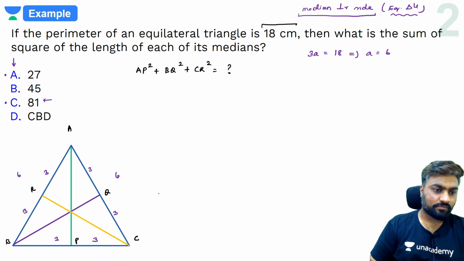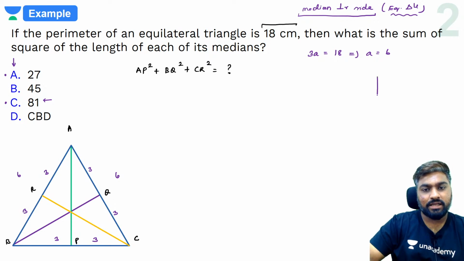Yes. What do we have to do? We have to find out the length of each of these medians, square them and add them. Correct? Square them, add them. Simple, no? Looks very simple, right? So what happens now?